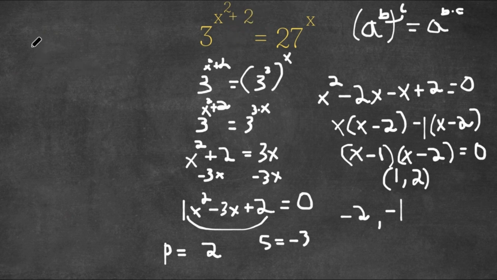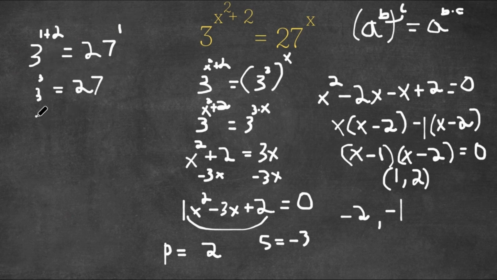Now we could plug these into our original equation and see if they work. So let's plug in 1 first. So we're going to have 3 to the power of 1 squared, which is 1, plus 2 equals 27 to the power of 1. Now 1 plus 2 is 3, so we have 3 to the power of 3 equals 27, because 27 to the power of 1 is 27, and 3 to the power of 3 is 27. So we have 27 equals 27. So this is right. So we know that 1 is right.